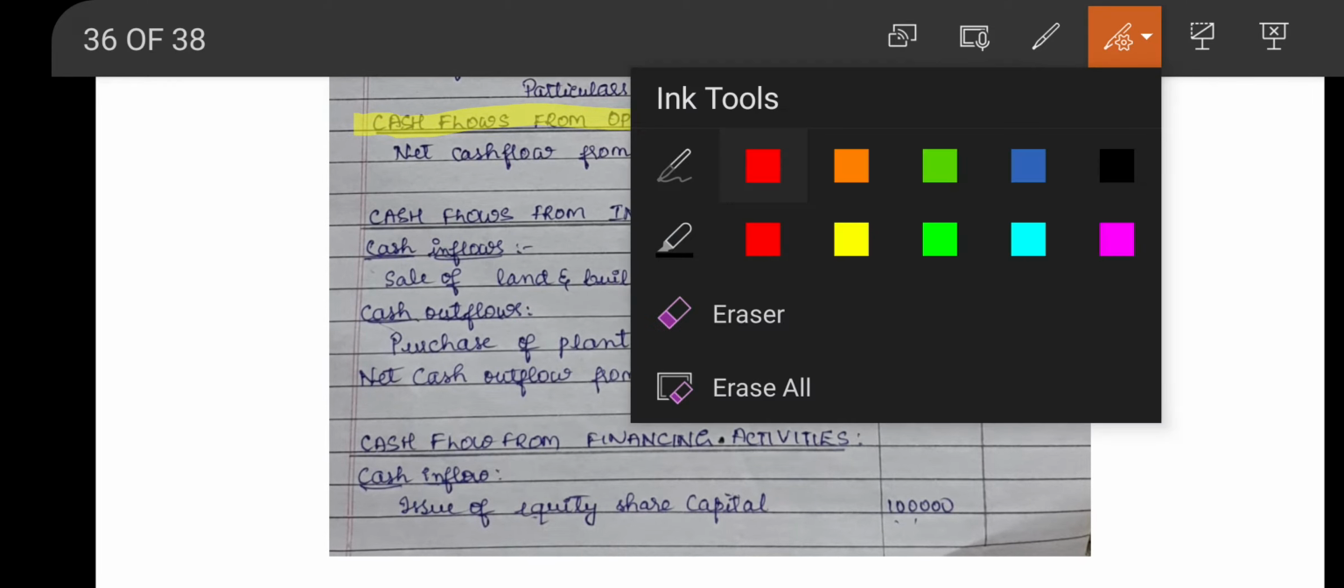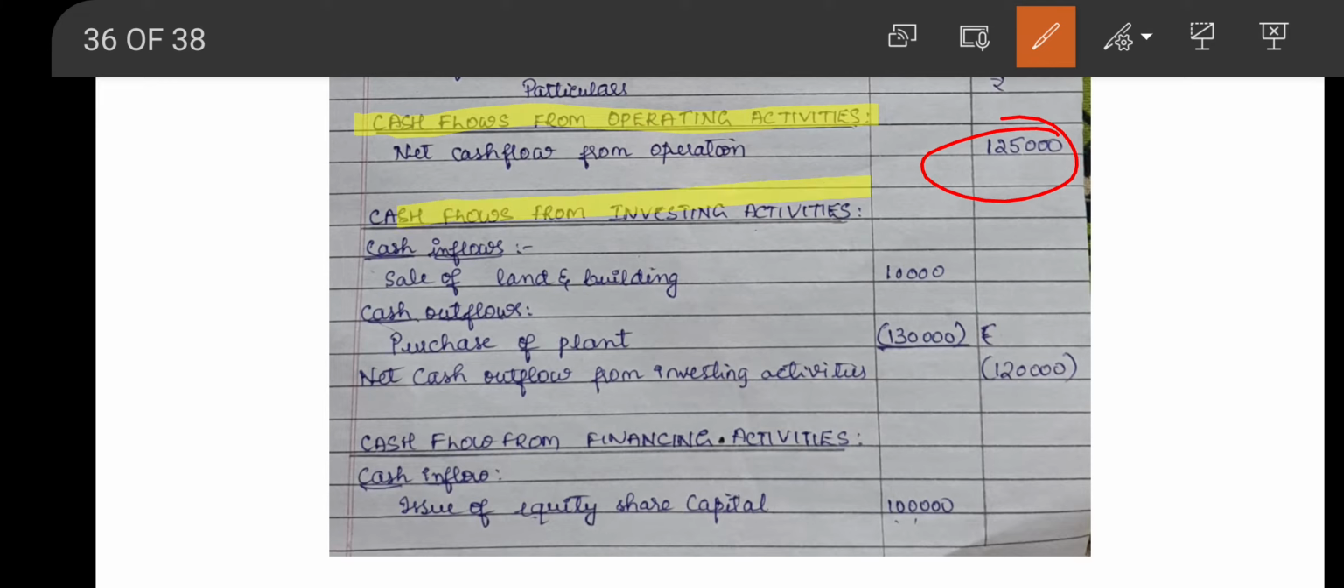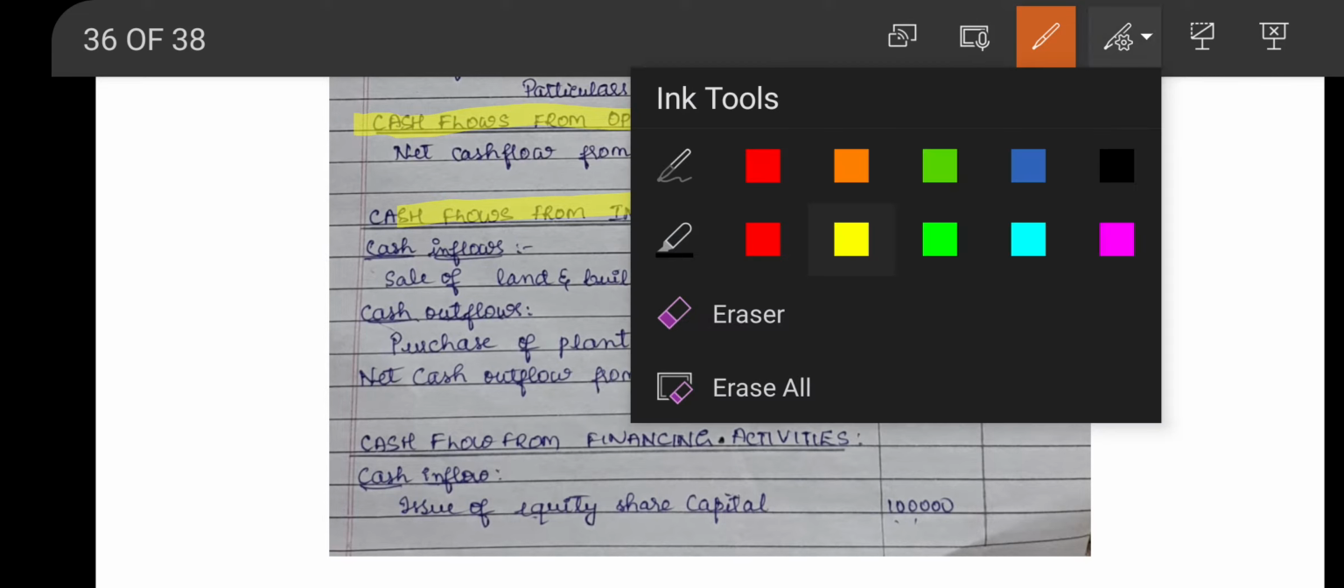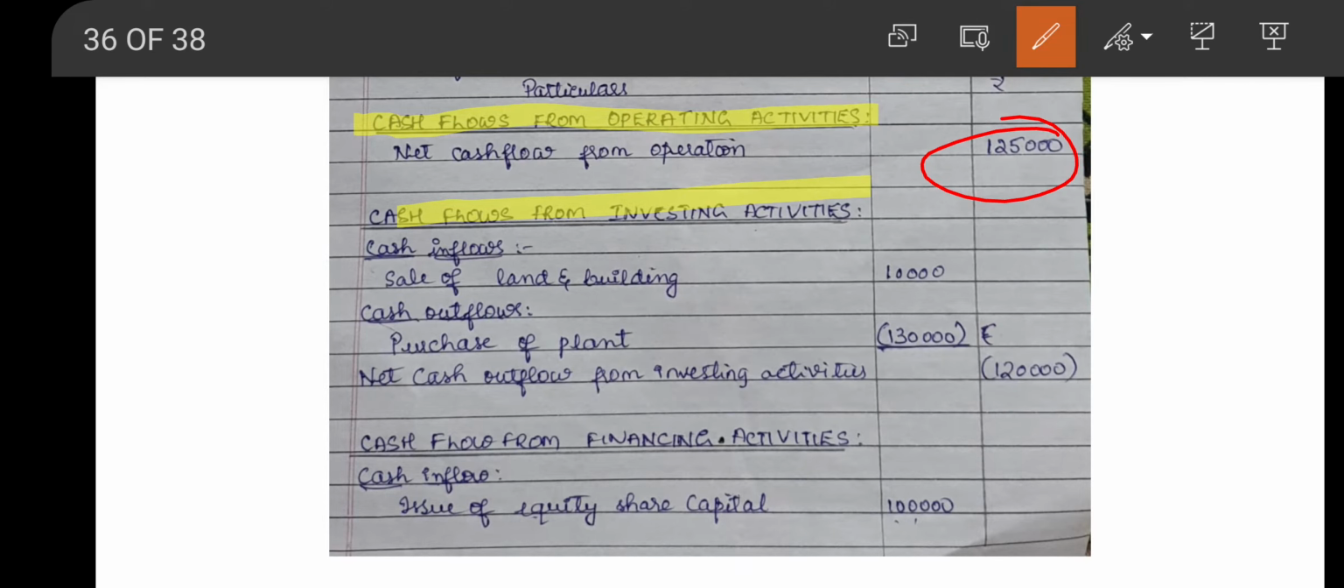The next heading is cash flow from investing activities. Under that we need to write inflow and outflow, inflow of cash and outflow of cash. When we say investing activity, here we are considering purchase of asset and sale of asset. So under inflow we are writing the sales, and under outflow we are writing purchases.